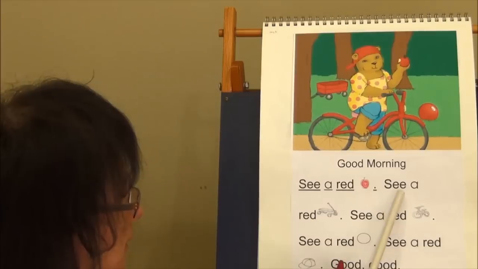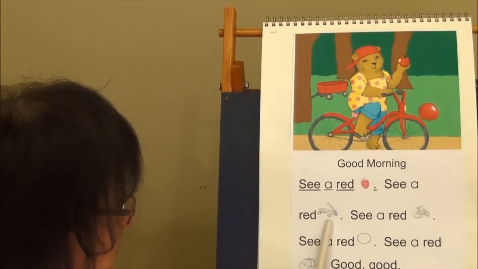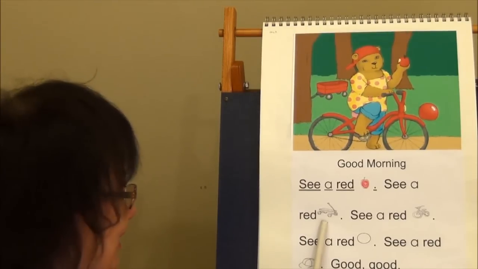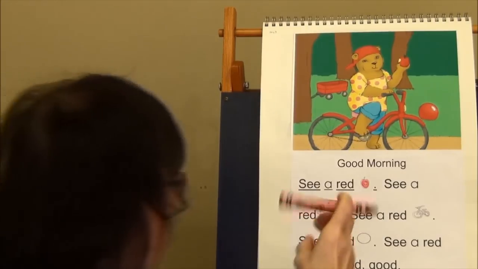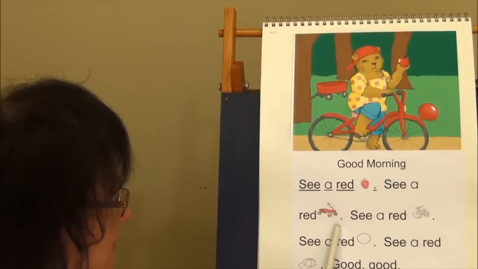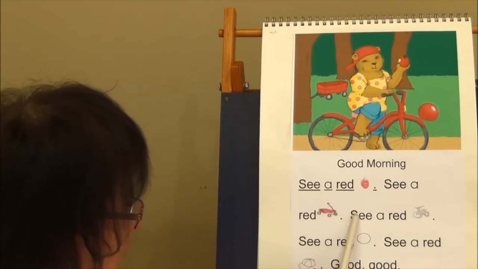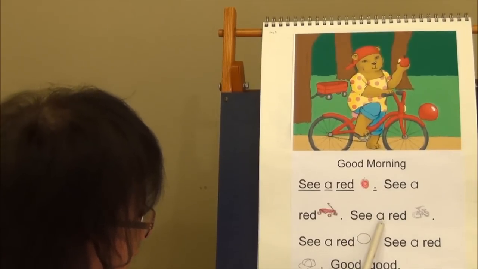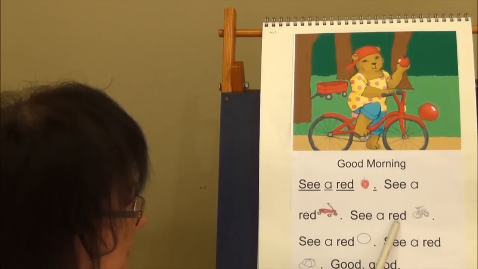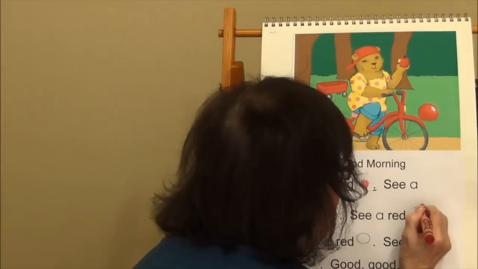See a red wagon. Very good. And there's a period, so we have to stop. But I have to color the wagon red. Let's read. See, starting the beginning of a sentence, there's the capital letter that means the uppercase S, which means the big letter. We're starting the sentence. See a red bicycle. Good job. Good job.